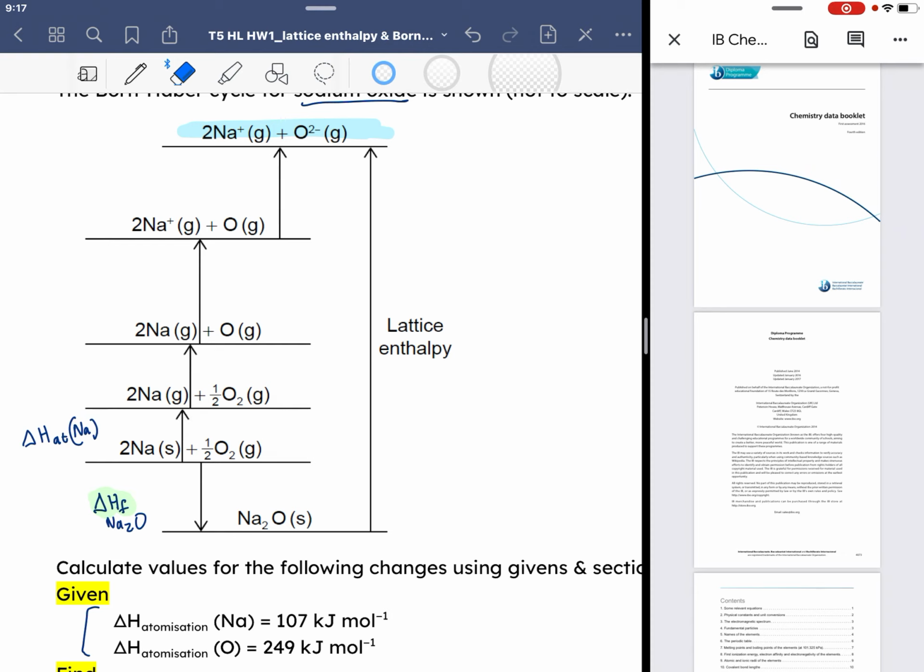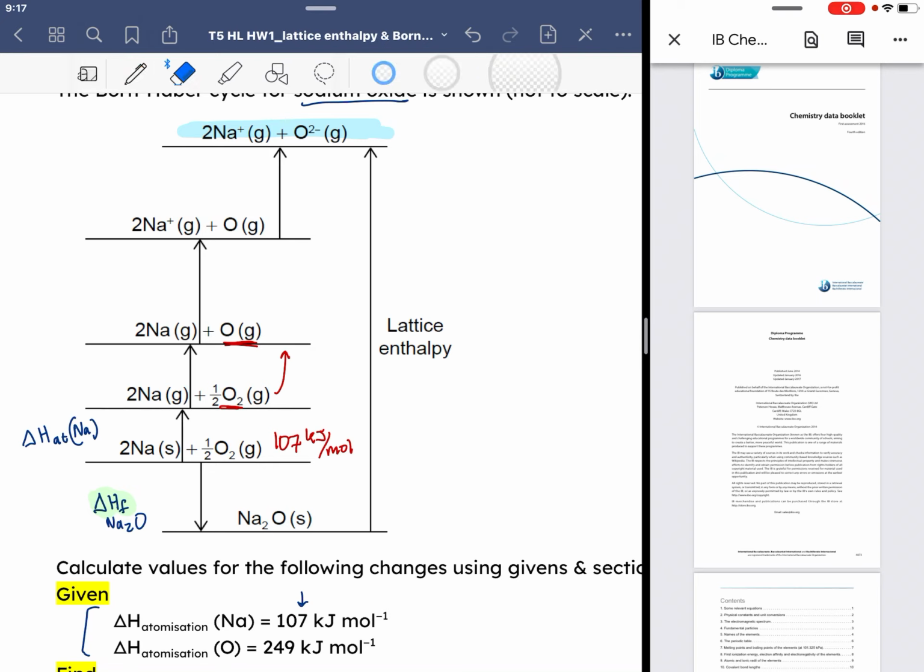Okay. And they actually give us that value, and they give it to us right here. So let me do that in a different color. This is 107 kilojoules per mole. Awesome. All right, what happens here? Well, again, I have something changing from 1/2 O2 to oxygen gas. That's the only change that happens from this step here to this step here.